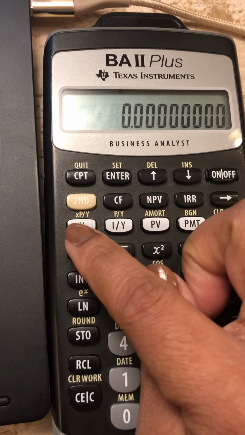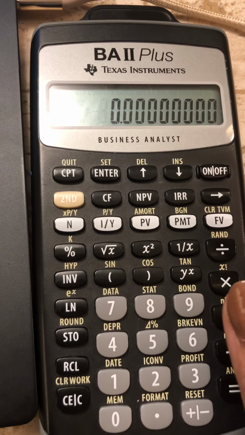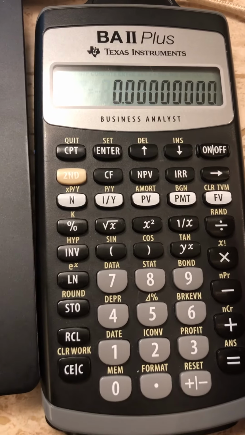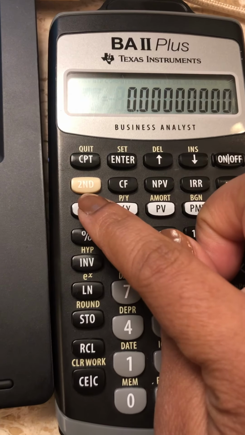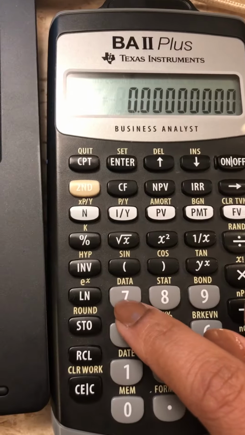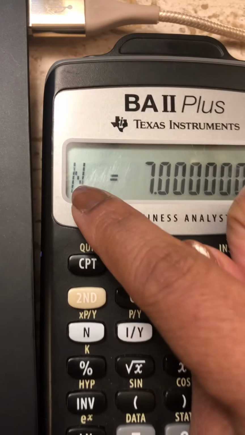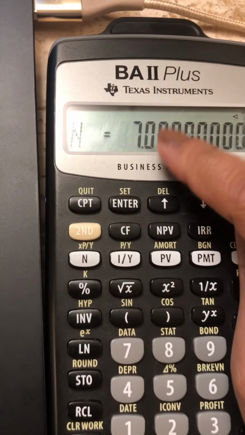I'm going to put in values from left to right. It doesn't really matter which way you do it, but it just makes it easy for me. So I start off with N equal to 7 because I have 7 years to maturity. So I put in my 7, then I hit N, setting the N equal to 7.